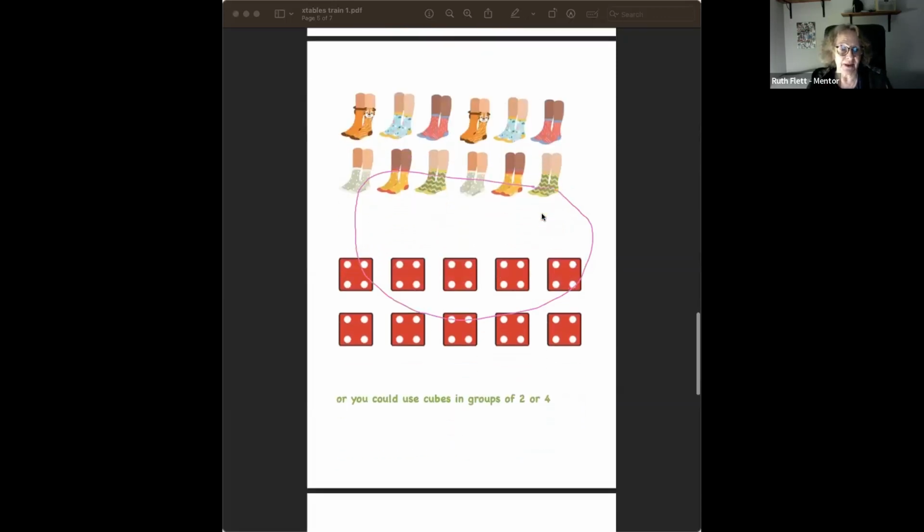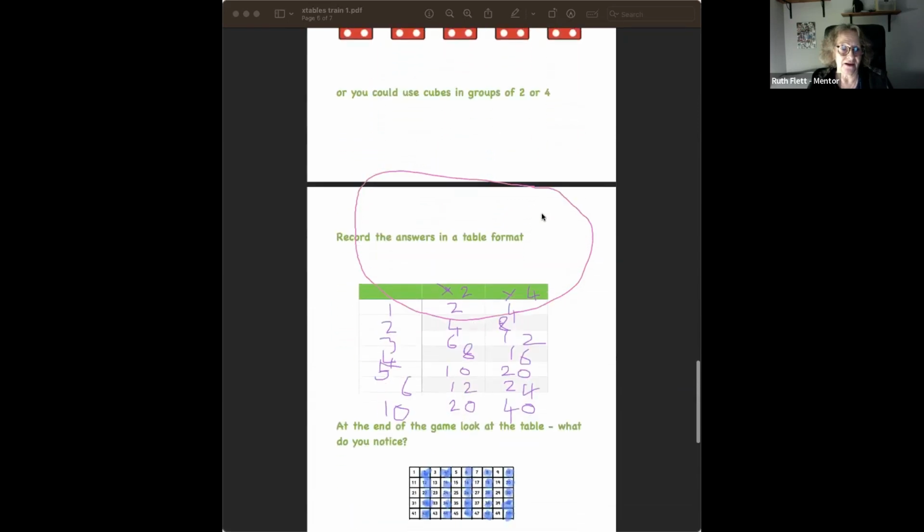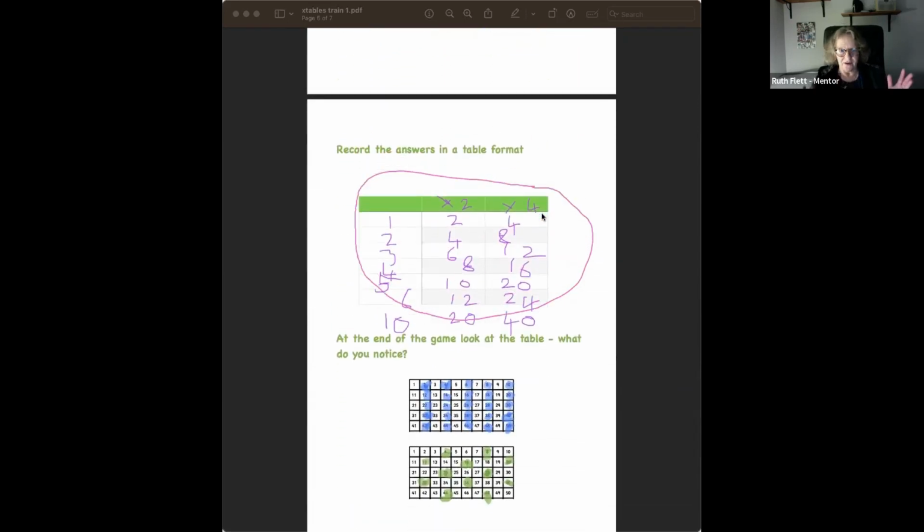So the idea being that you could then get the children, if they're now good at their 2 and their 4 times tables, you might do this over a number of sessions. You might then want to say to them, well, let's record our answers and write them down. And then you can start to look at things like what patterns have we got there?